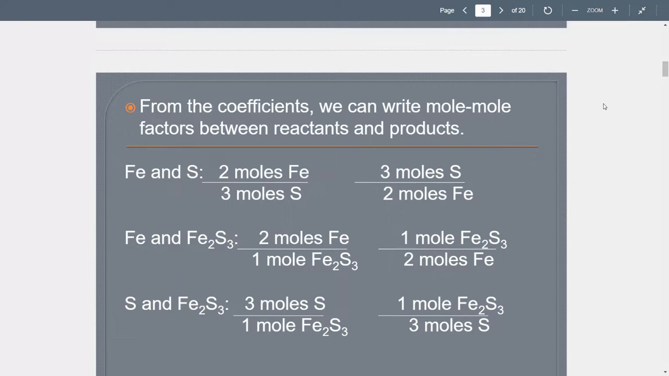Okay, and then the last one, 3 moles of sulfur and then 1 mole of iron 3 sulfide, and then the flip of that. So because there's a total of 3 different things in our equation here, reactants and products, I can get 6 total mole ratios. So the mole ratios are really important when it comes to being able to convert.